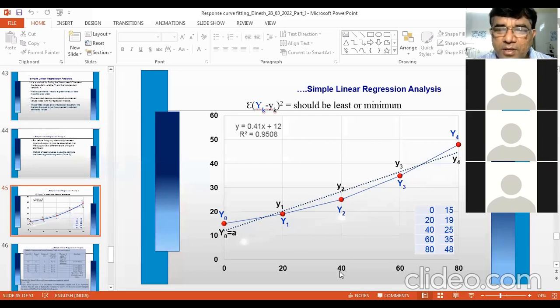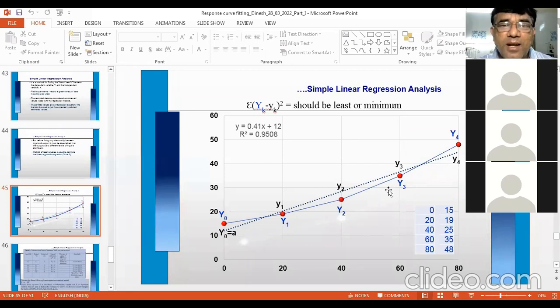Because, for example, you know what y2 is at 40, but you do not know what the value will be at 50. So what is the way out? The way out is to develop a line that can represent this data the best. The best line is the one for which the sum of squares of distances is the least, the minimum. That line will give us the best fit.